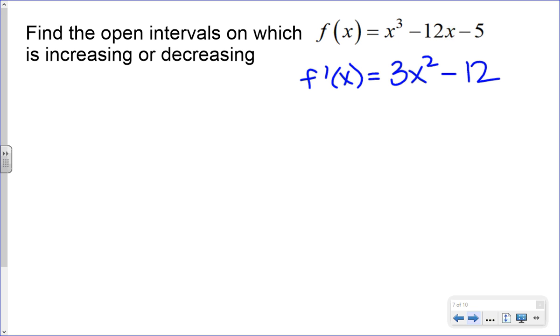Now, we need to determine where we have increasing and decreasing intervals. So we need to know where our potential relative minimums and maximums are, so we know how to break that up. So we need critical points. First of all, is this derivative ever going to be undefined? No, but it could be 0. So we're going to set this equal to 0 to find our critical points.